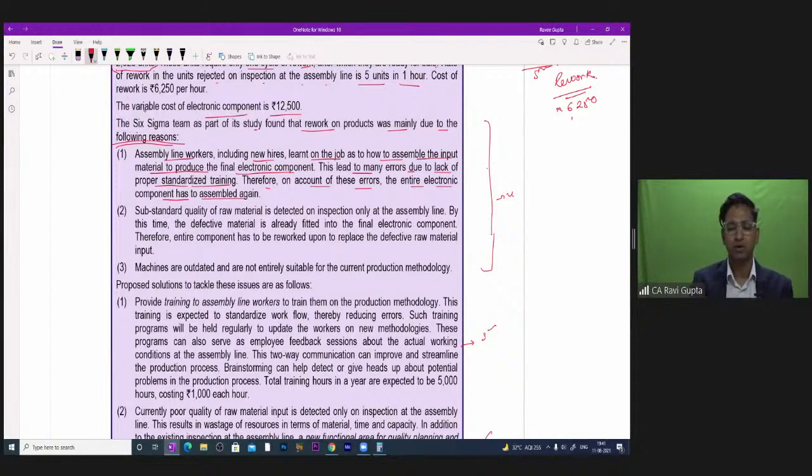This led to many errors due to the lack of proper standardized training. There is no proper standardized training. This is the reason why they are making the errors. Therefore, on account of these errors, the entire electronic component has to be assembled again. This is the reason why there is a need for rework again.